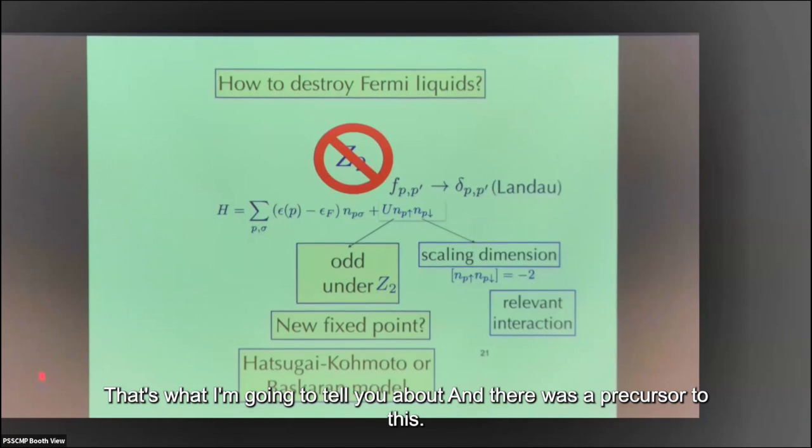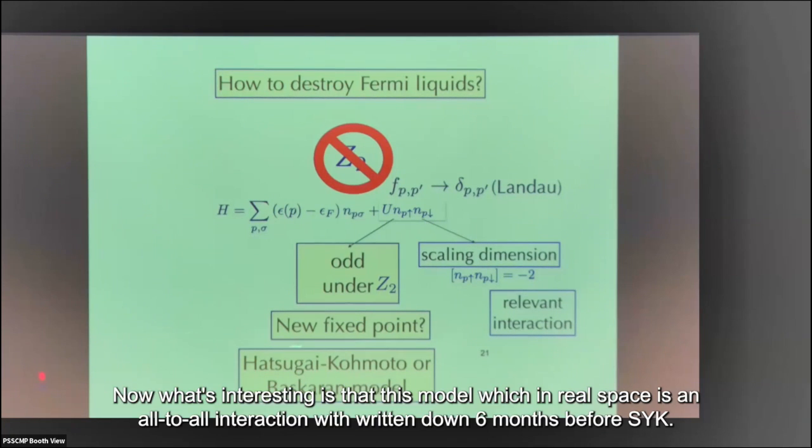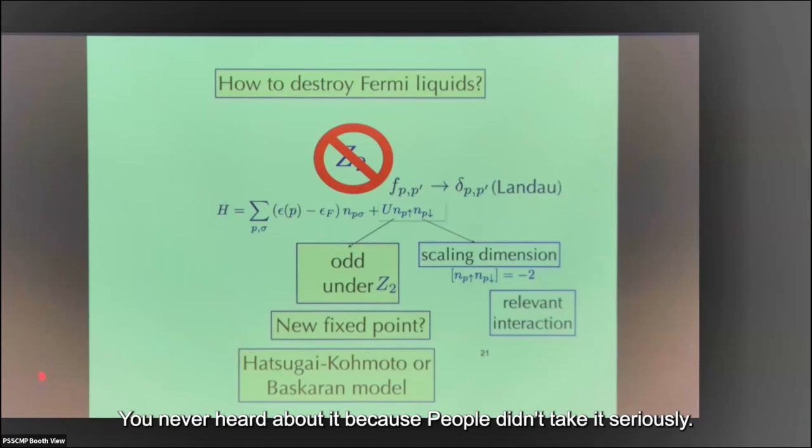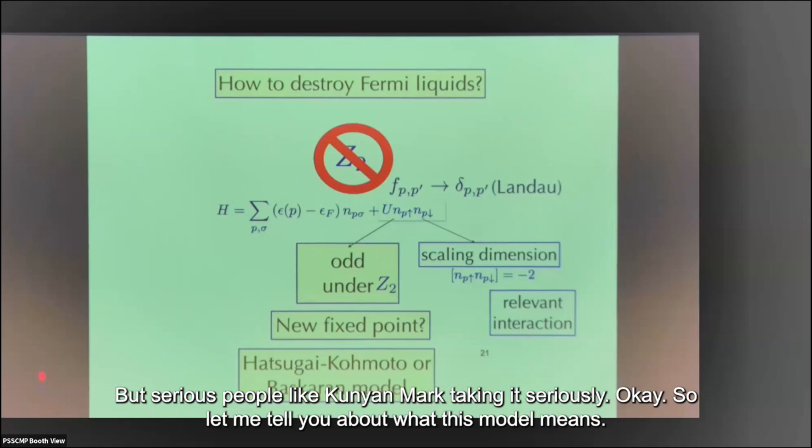And there's a precursor to this. Now, what's interesting is that this model, which in real space is an all-to-all interaction, was written down 6 months before SYK. But you never heard about it because people didn't take it seriously. But serious people, like Kunyan, are taking it seriously. Okay, so let me tell you about what this model means.